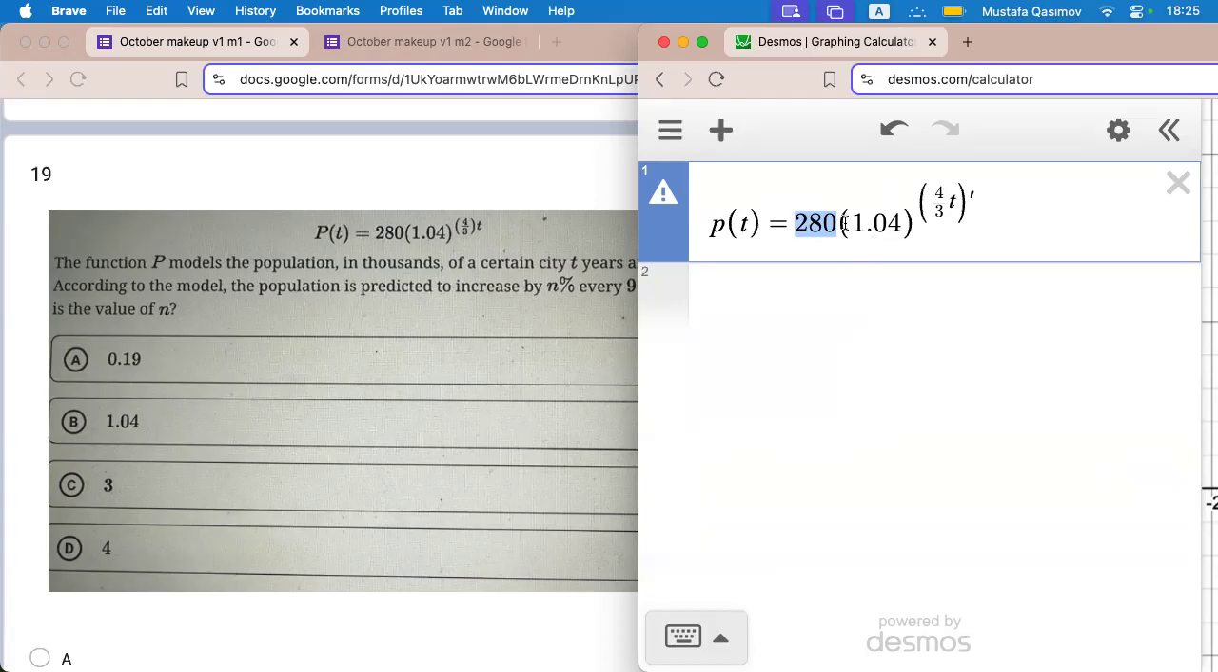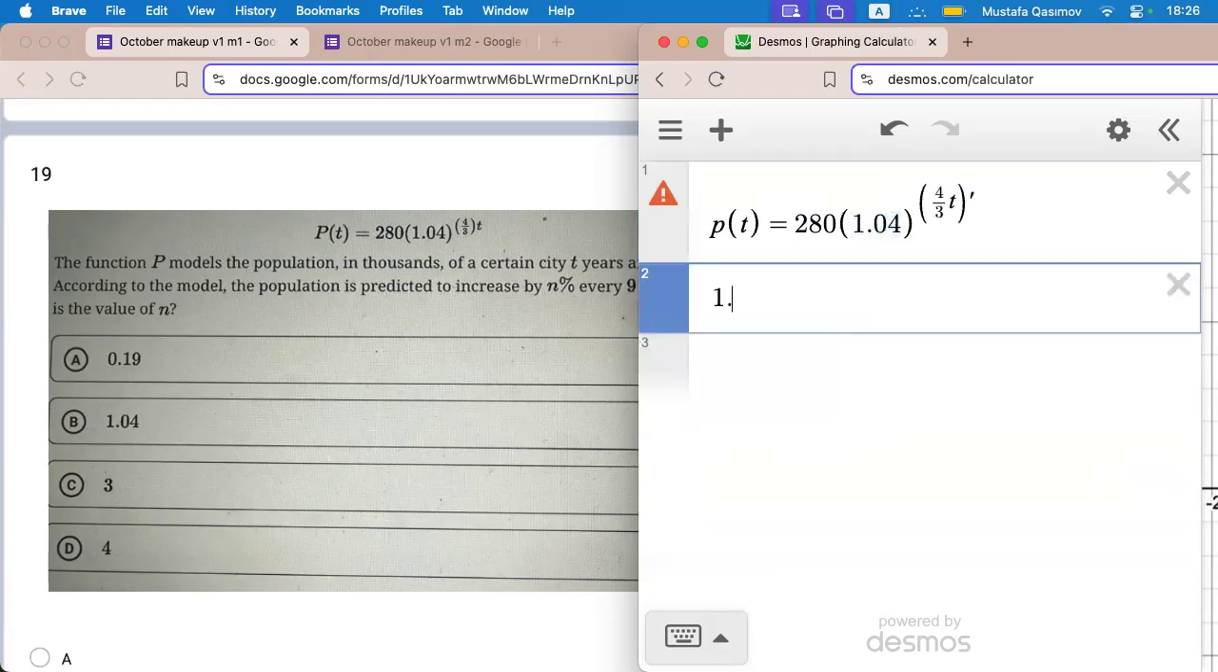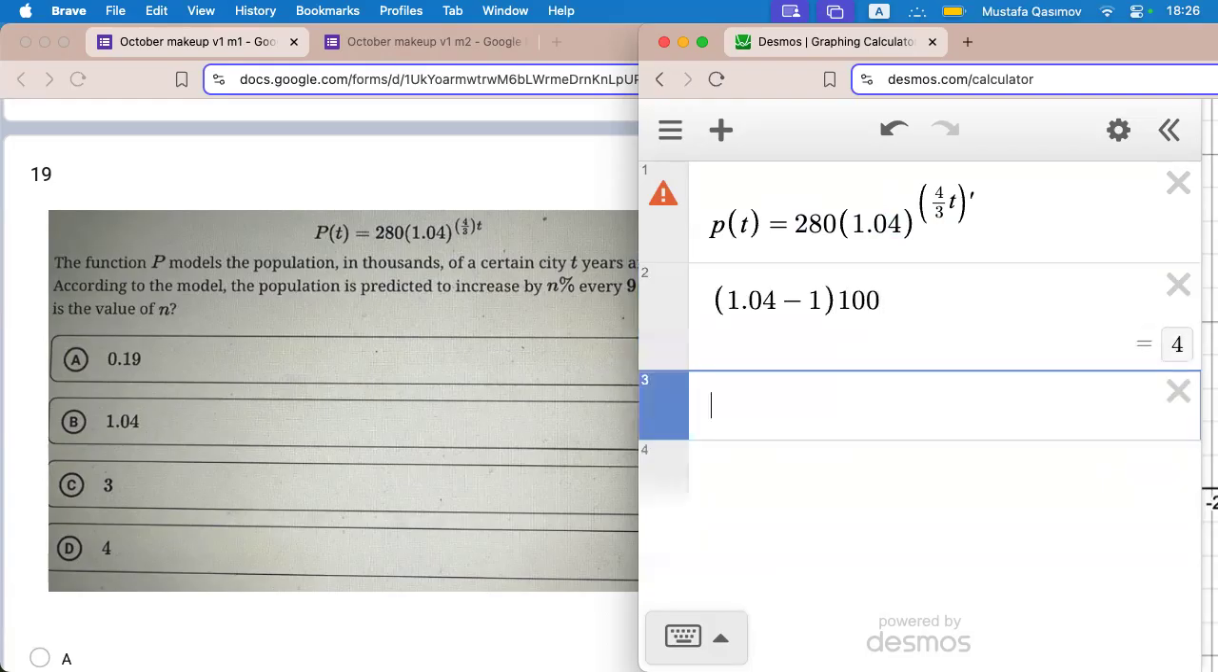1.04 shows how it changed, and this one shows us period. Because this 1.04, you have to do it like that. 1.04 minus 1 multiplied by 100, it is 4. So it means that population increases 4% every time.